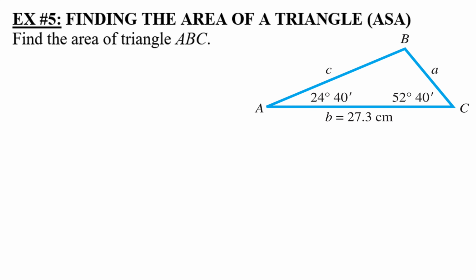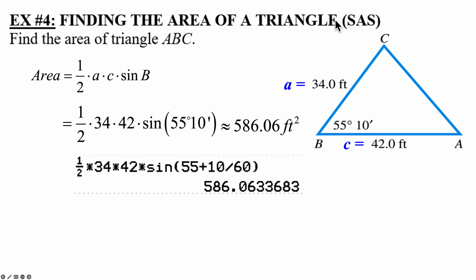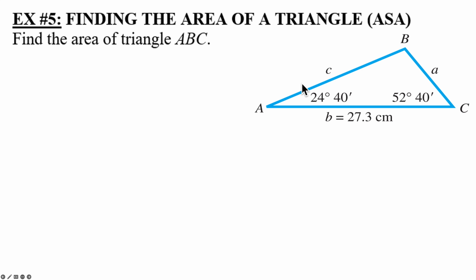Okay, next example. This is an angle, side, angle. Wait a minute, it has to be a side, angle, side. So in order to find the area of this triangle, you need to find one more side. We either have to find C, so you have C, angle A, and side B for your formula, or you have to find A, you have angle C and side B, and use your formula.